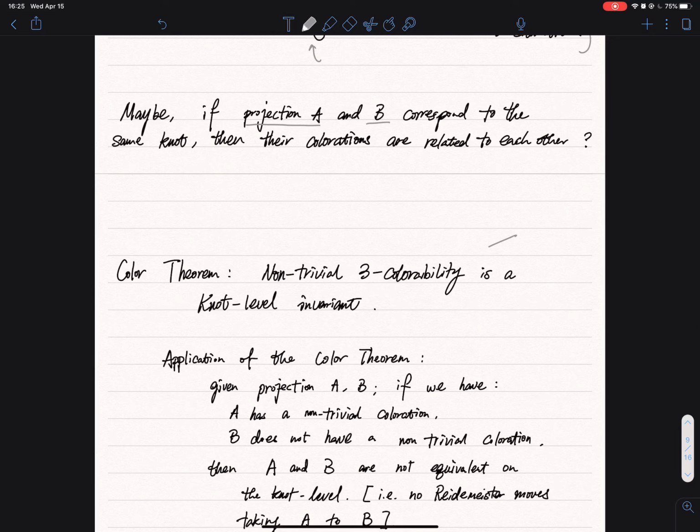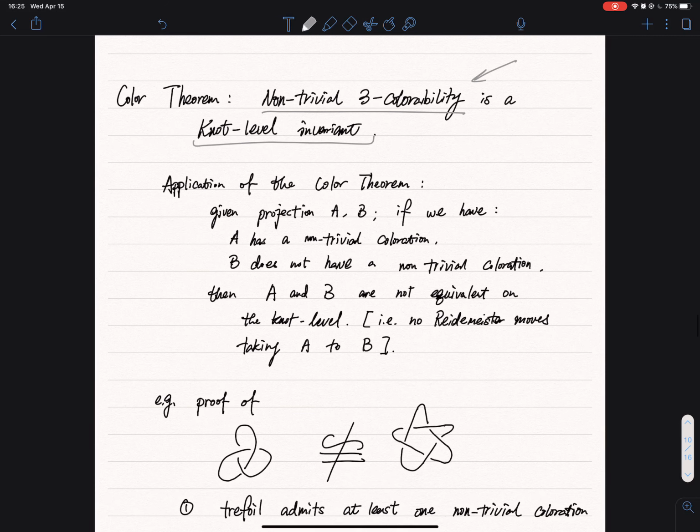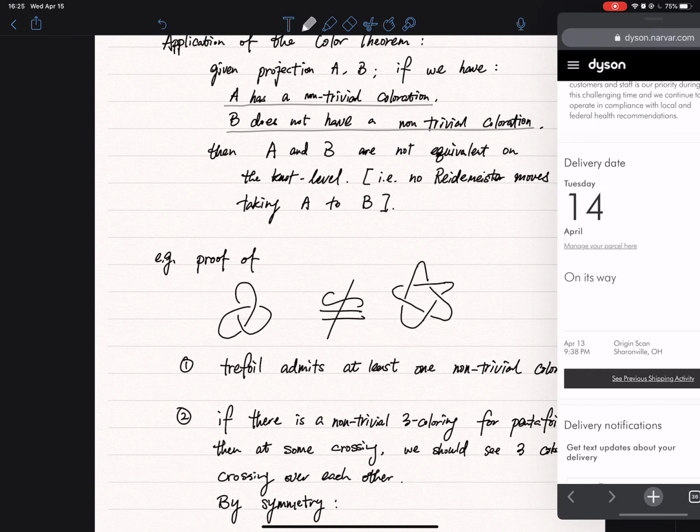The coloring theorem we have proved in our research tells us that the colorability, if we talk about only non-trivial colorings, is knot invariant. What do I mean by that? Basically, you can apply this theorem to prove that two knots are not the same. What you can do is prove that A has a non-trivial 3 coloration and B does not have one. Then you have basically proved that A and B are not the same knot. I know this is confusing wording, so just take a look at the example below.